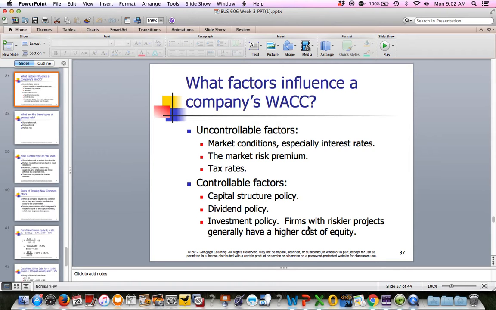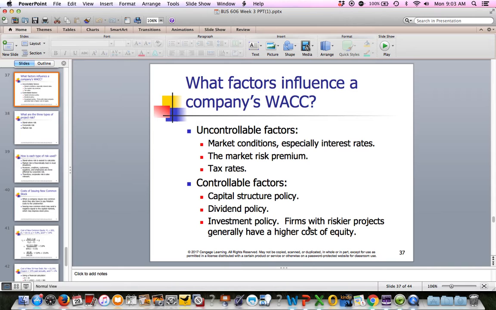What is controllable though is your capital structure. How much debt versus equity versus stock do you have on the books? You control your dividend policy. How much of your earnings do you pay out versus keeping? And you also control your investment policy. Companies grow and become more valuable as they decide what to invest in.